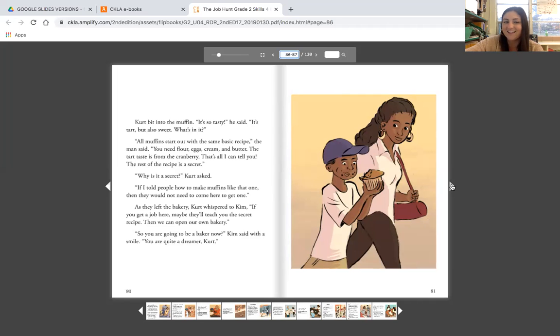"That's all I can tell you. The rest of the recipe is secret." "Why is it secret?" Kurt asked. "If I told people how to make muffins like that one, then they would not need to come here to get one." As they left the bakery, Kurt whispered to Kim, "If you get a job here, maybe they'll teach you the secret recipe. Then we can open our own bakery." "So you are going to be a baker now," Kim said with a smile. "You are quite a dreamer, Kurt."